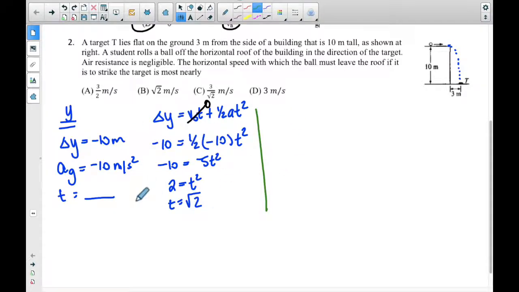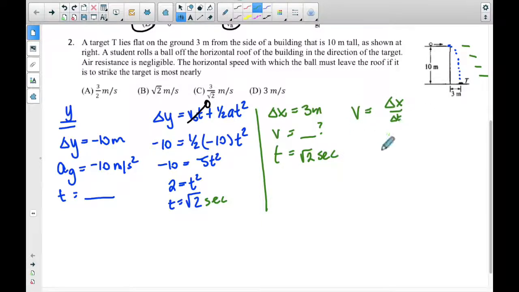Okay, that was all in the y direction. Now I need to think about my x direction. Well, my delta x is 3 meters. My speed in the x direction is what I'm looking for. I did just find time a minute ago, and the time in the y direction is the same as the time in the x direction. Because in the x direction it is a consistent velocity, it doesn't slow down, it just stays the same. Because of that fact, I can use my definition of velocity formula and just find it from there. So my velocity is 3 divided by square root 2.